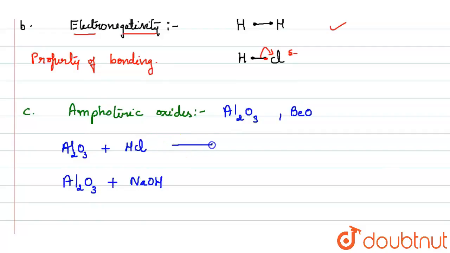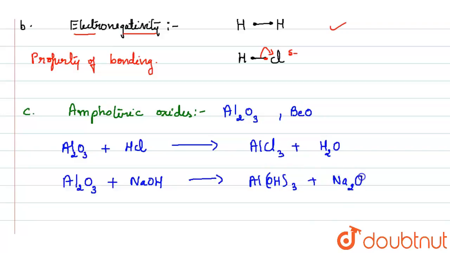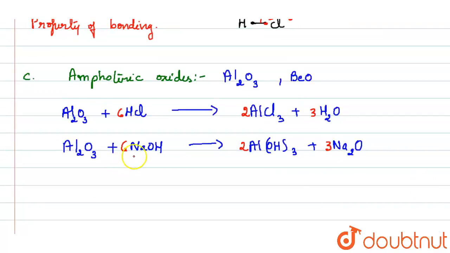In the former case, it is going to form AlCl3 and water. In the second case, it is going to form Al(OH)3 as well as Na2O. When we balance the equation, we get 6 HCl, 2 aluminium and also 3 water. In the second case, we have to multiply here with 2 units, here with 6 units, and here also with 3 units. So it is going to react in both acidic and basic cases.